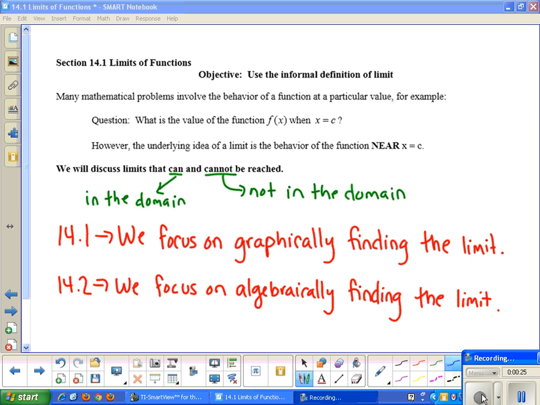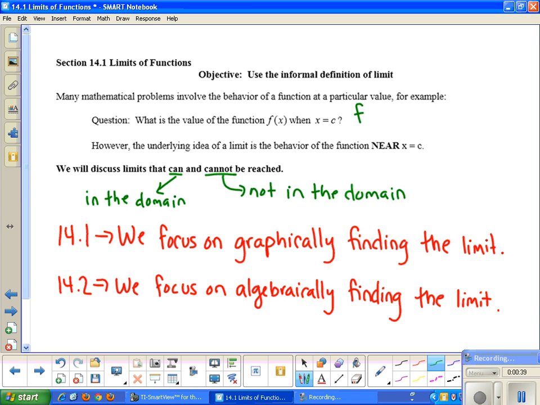Now, many mathematical problems involve the behavior of a function at a particular value. For example, the question is, what is the value of a function f of x when x is equal to c? We've done this before. For example, let's say that f of x is equal to x squared, and we wanted to evaluate the function for an x value of 2. Then we would plug 2 into the equation for x and solve, and we get 2 squared, which is equal to 4.